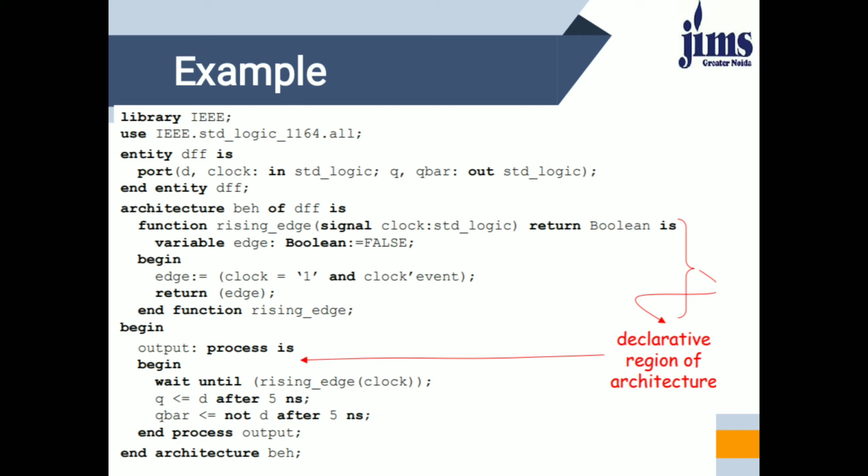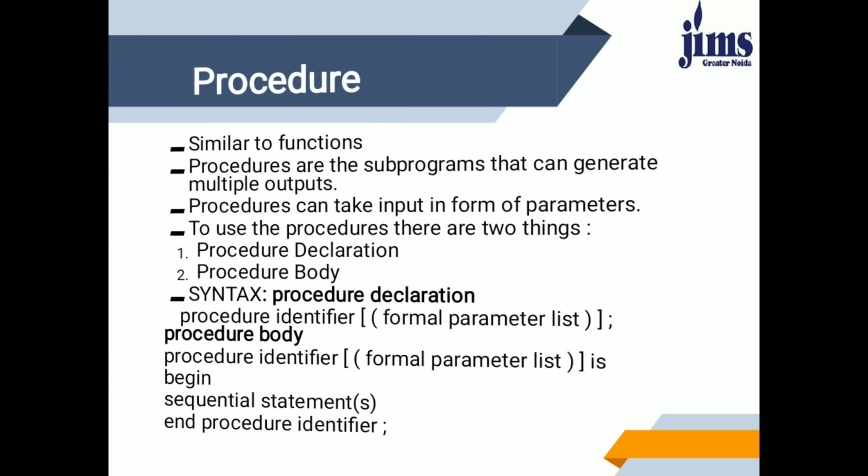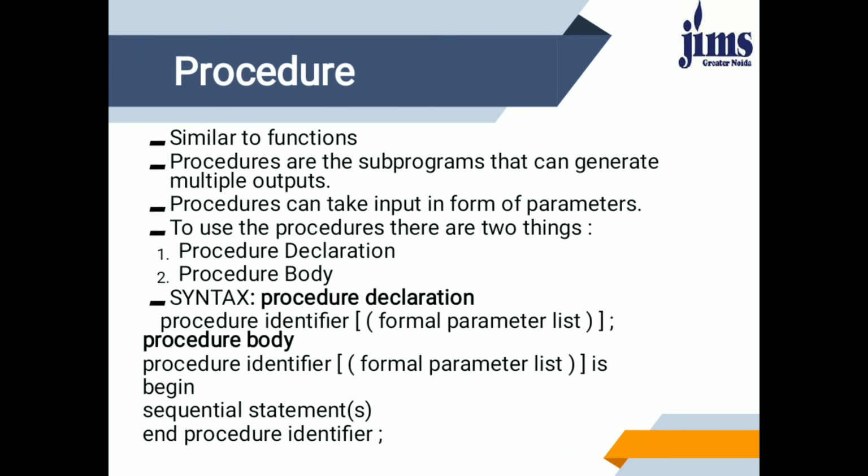Then output Q is generated, Q bar is generated after sufficient time. According to this, no changes are allowed. So this way we can define the function. Now there is a type of procedure. It is very much similar to functions and has the same basic purposes.